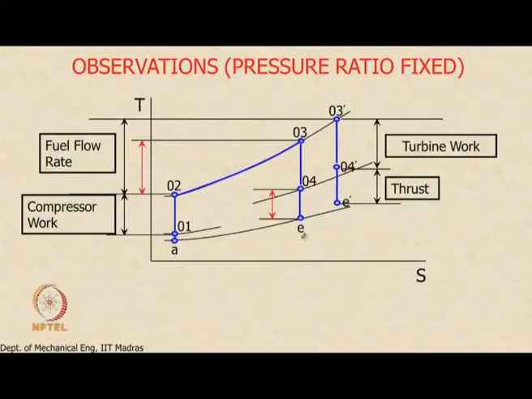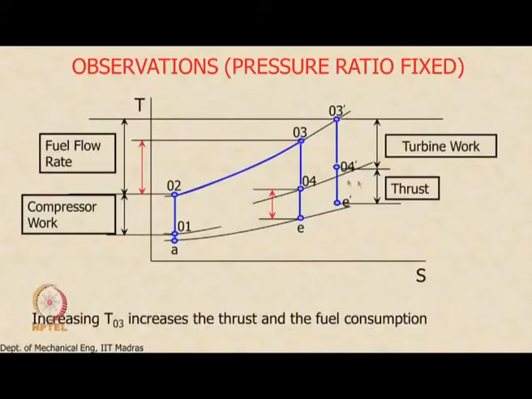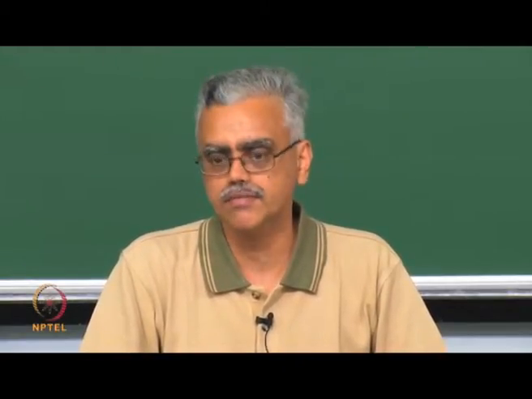So we can summarize these observations this way. When I increase the turbine entry temperature, clearly the fuel flow rate increases and the thrust will also increase. That we can see from this diagram very clearly. Both the thrust as well as the fuel flow rate increase when I increase the turbine entry temperature or turbine inlet temperature.